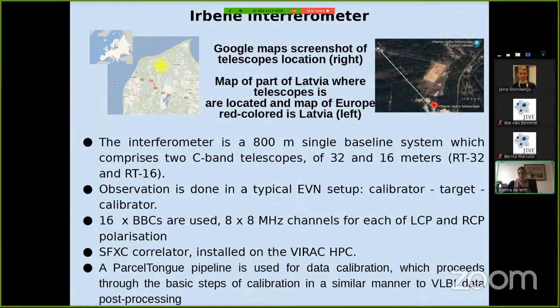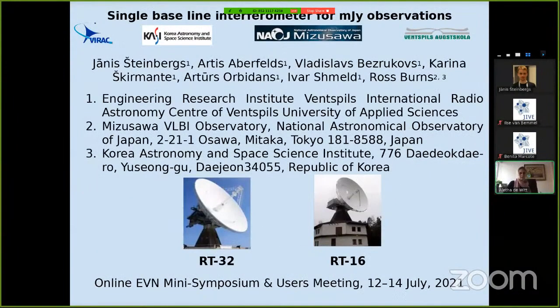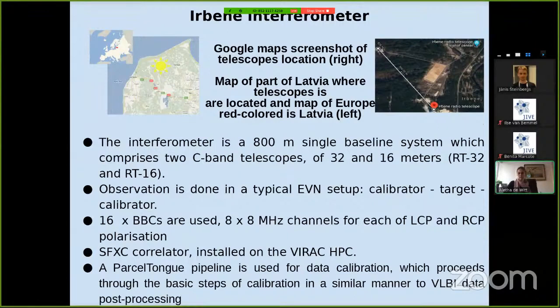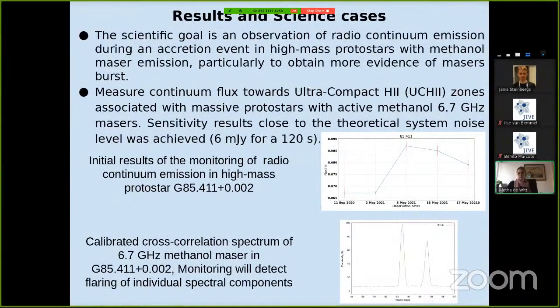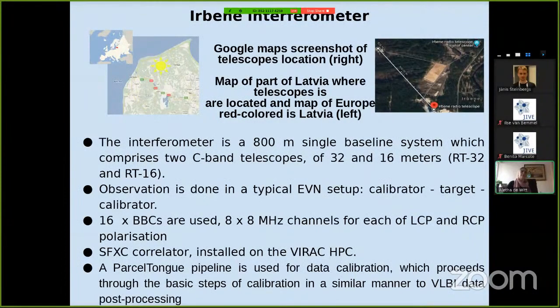So what we have is an 800 meter single baseline with typical observations we've done with a C-band receiver, and we have observations done using 16 BBCs and using 8 times 8 megahertz per each channel and each polarization. So we use the SFXC correlator for our correlations, and we have developed a partial tone pipeline for data processing and calibration. So let me move to some results.